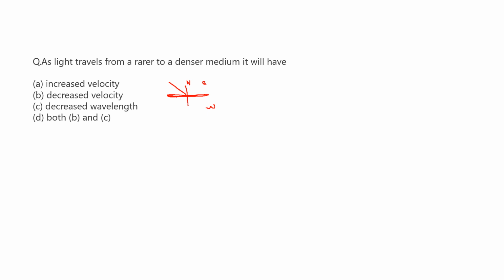Will the velocity increase? No, velocity will not increase, because what is happening to the refracted ray? It is bending towards the normal, and it bends towards the normal only when the medium is denser, right? Velocity will not increase, velocity will decrease. Yes, wavelength also decreases. I have just told you that velocity and wavelength depend on the optical density of the two media. So both B and C are the correct answer.